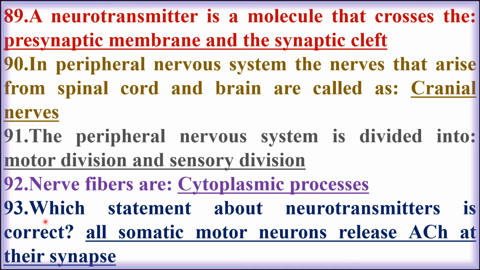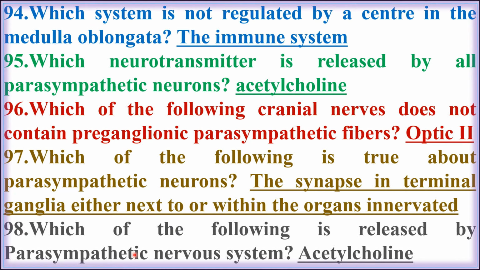Next, which statement about neurotransmitters is correct? All somatic motor neurons release acetylcholine at their synapse. Next, which system is not regulated by a center in the medulla oblongata? That is the immune system. Next, which neurotransmitter is released by all parasympathetic neurons? That is acetylcholine.